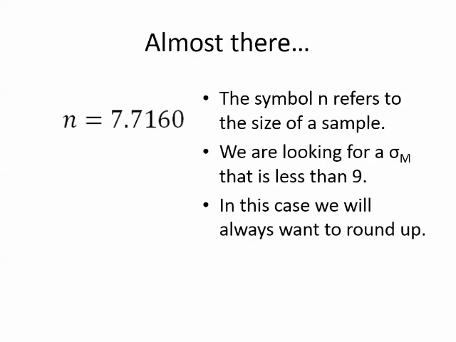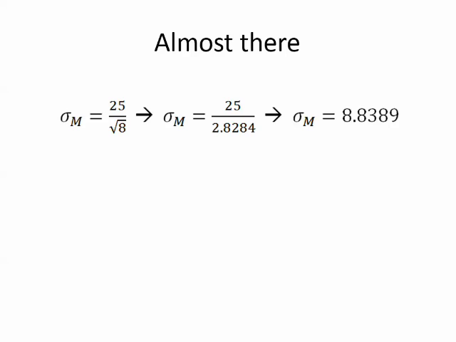No matter how the sample size works out, even if this was 7.0216 instead of 7.716, we would always want to round up. We would always round that up to 8. And the reason for that is, let's take a look. If we do the math, if we used 8, we're going to have a standard error of 8.838. So that is going to be less than 9. It's not exactly 9, but in lieu of chopping somebody into quarters, that's about as close as we're going to get.